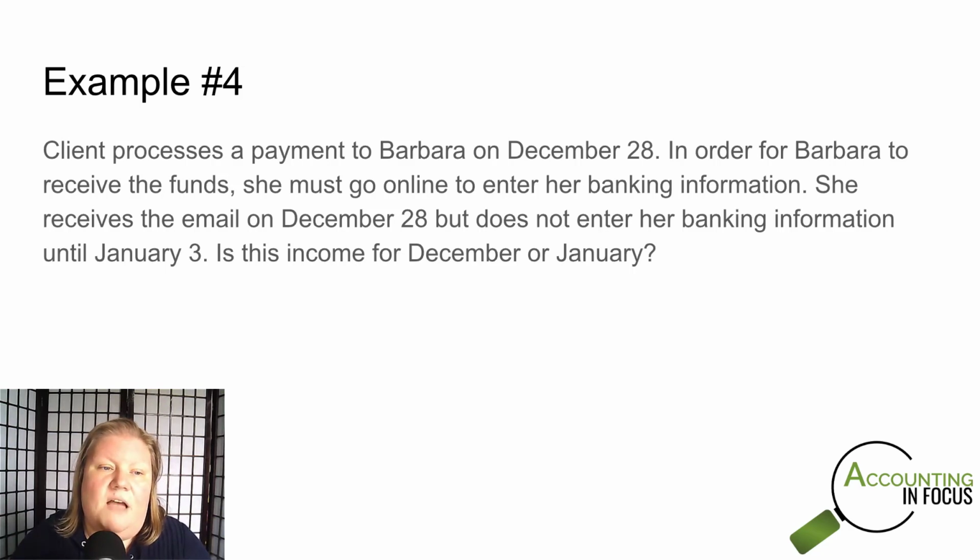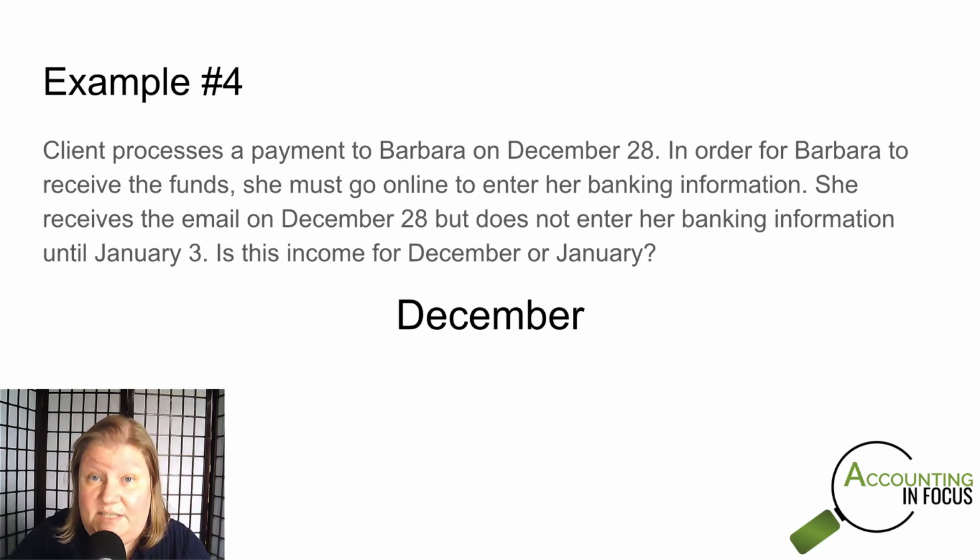So, how about the client processes a payment to Barbara on December 28th, but in order for Barbara to receive the funds, she must go online and enter her banking information. She receives the email on December 28th, but does not enter her banking information until January 3rd. When is this income? Well, again, this is kind of similar to the last one, right? She could have gotten the money on December 28th, but she chose not to. And because she chose not to does not mean that she can carry the income into the next year. And therefore, this is income for December.